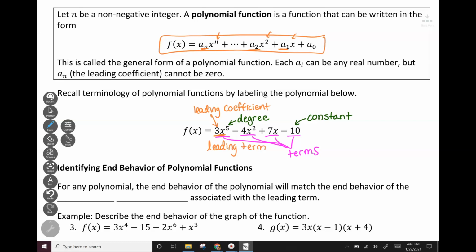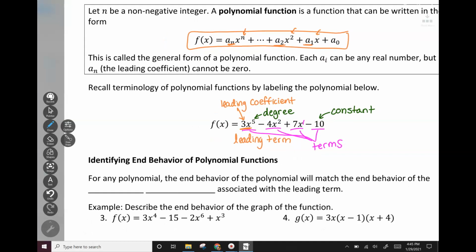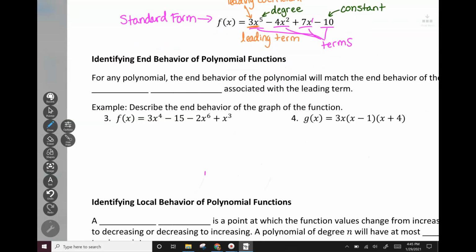One other thing to mention is that the way that this polynomial is written is in standard form, and that's where the exponents go from highest to lowest. So you've got 5, 2, 1, and this would be x to the 0 if there were an x there. So that is standard form for a polynomial, where your terms are written in order of largest to smallest exponent or degree.